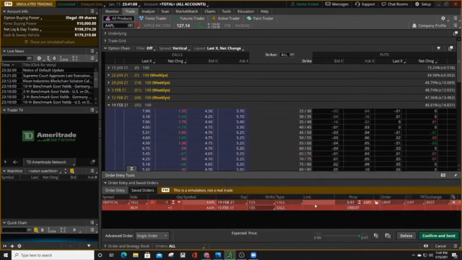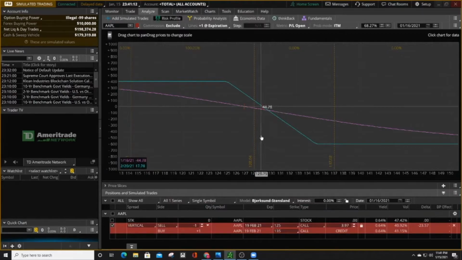And we can illustrate this further with a graph. Like you see, as the price goes down is when you make profit, up to a maximum of 397. But if the price goes against you and it starts going up, then you make a loss.